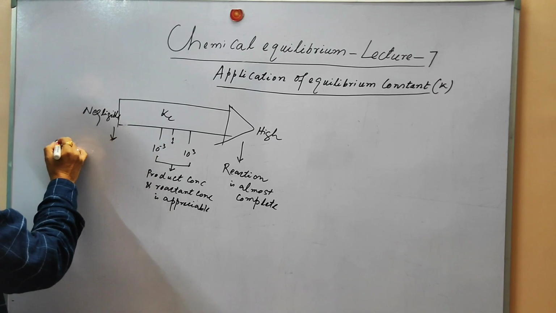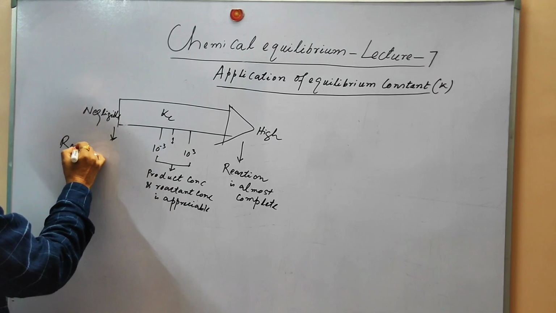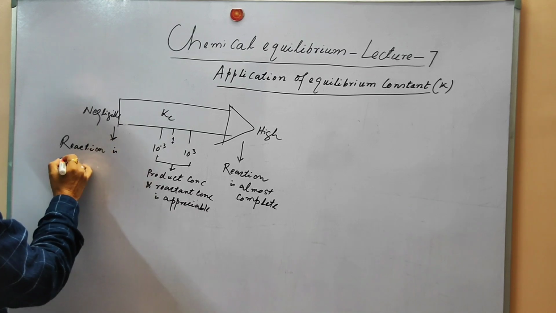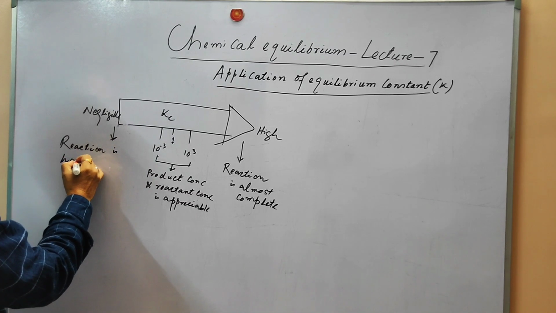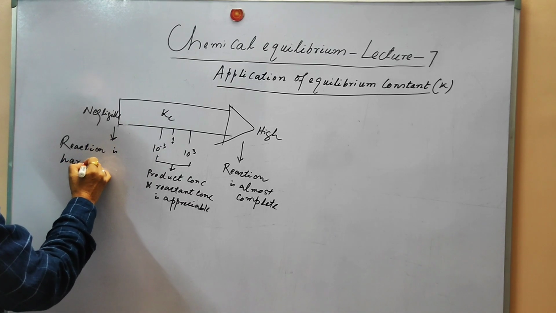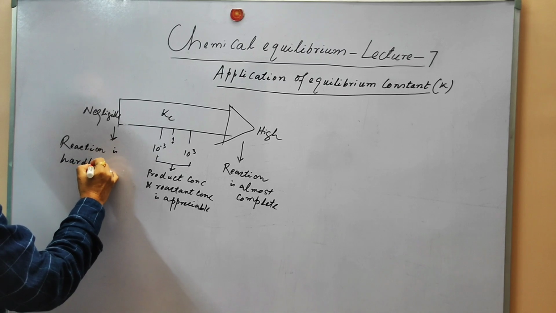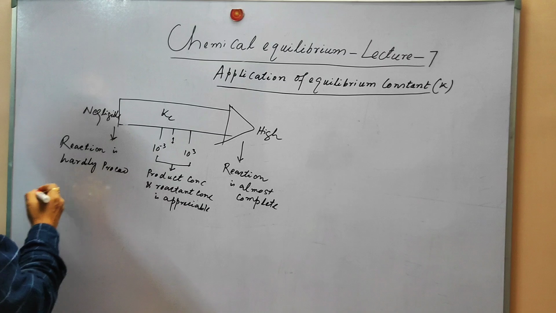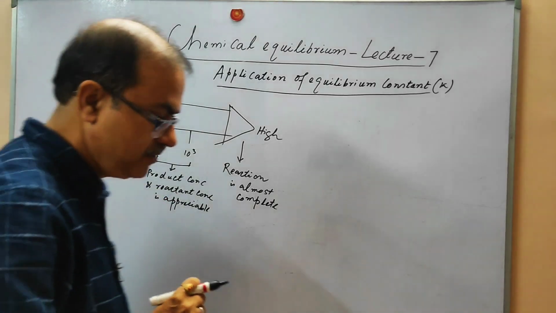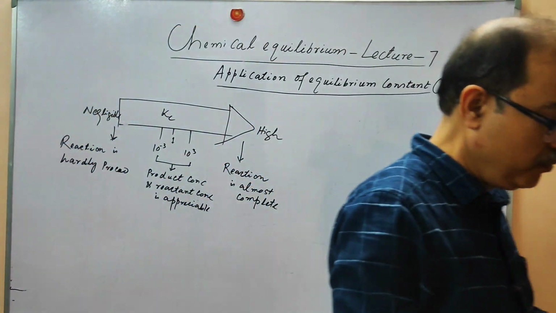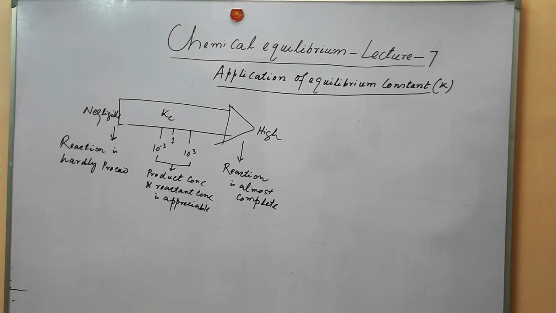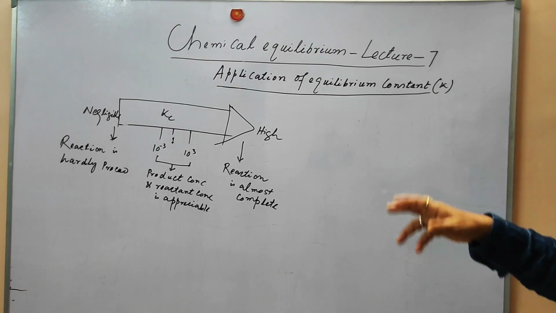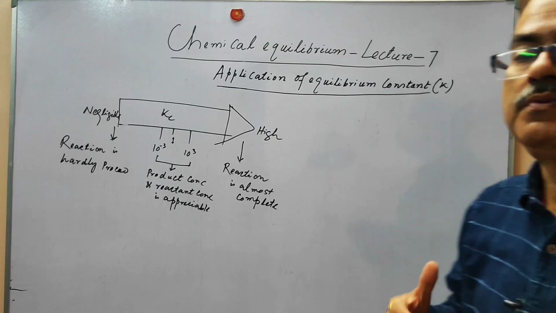And here the Kc value is negligible, very low. So we can write the reaction hardly proceeds. Okay. So with these three cases, you can now understand how the equilibrium constant helps us predict the extent of the reaction.